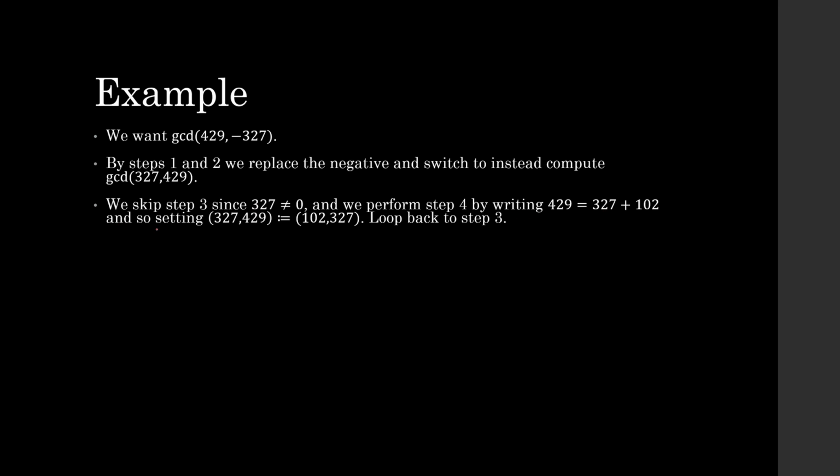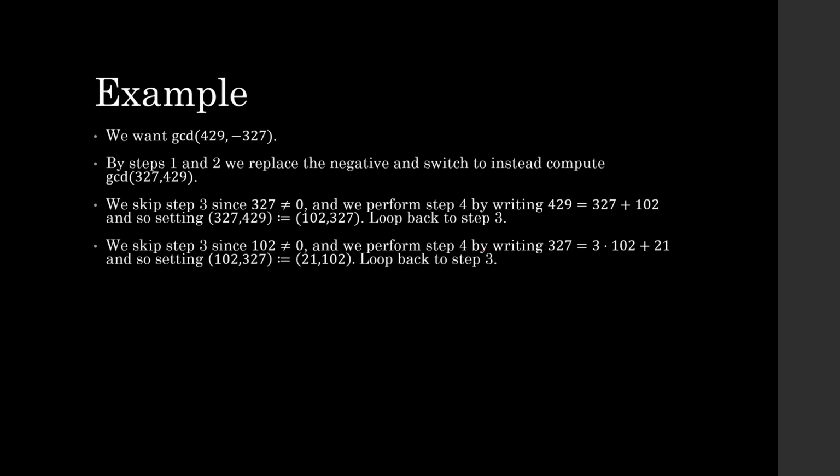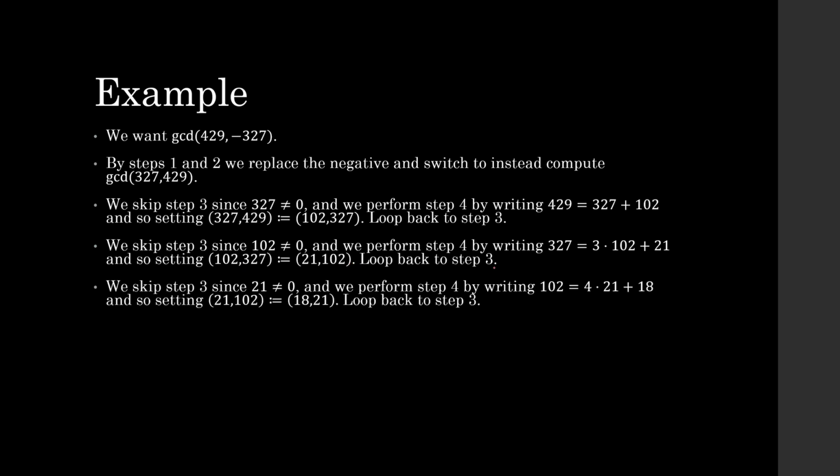And you can check that yourself. And so now I can set the tuple (327, 429) to the tuple (102, 327), and loop back to step 3 by the algorithm. So now I'm at step 3 again, and once again 102 is not equal to 0, so we do the exact same thing as before, but now we've got 327 is equal to 3 times 102 plus 21. And so now I can do the same thing of setting that tuple to the remainder and the smaller number from the pair in the first place. And we loop back to step 3.